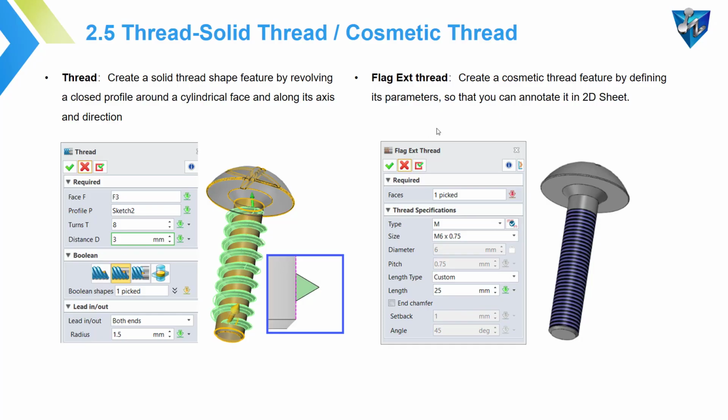And for cosmetic thread, you can make a texture thread along the cylinder face. Okay, so in ZW3D, we always recommend you to use the cosmetic thread, because it is more efficient and saves you more regeneration time, and also you can get a smaller model size. Okay, so now let's move over to ZW3D to show you more details.